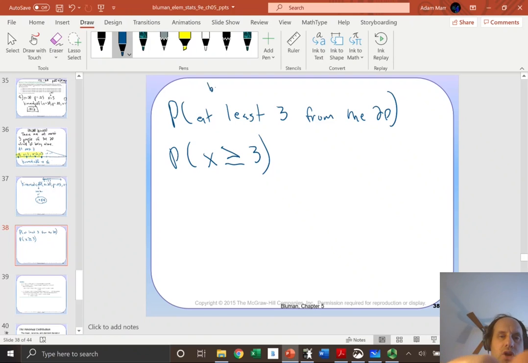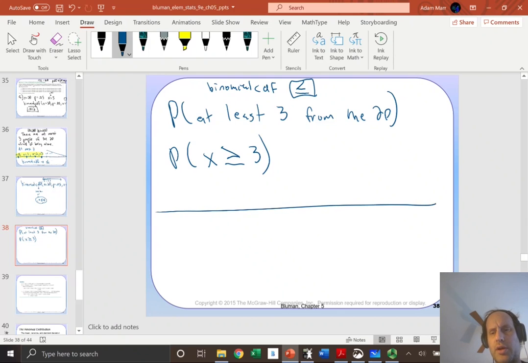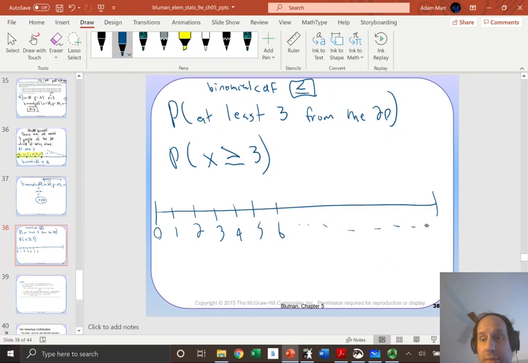Remember, I said that binomial CDF is less than or equal to. Okay? Let's figure it out. It always helps if we draw a number line. It doesn't have to be perfect, but just to figure out, we want greater than or equal to. So we have 0, 1, 2, 3, 4, 5, 6, and so on, all the way up to 20, right?